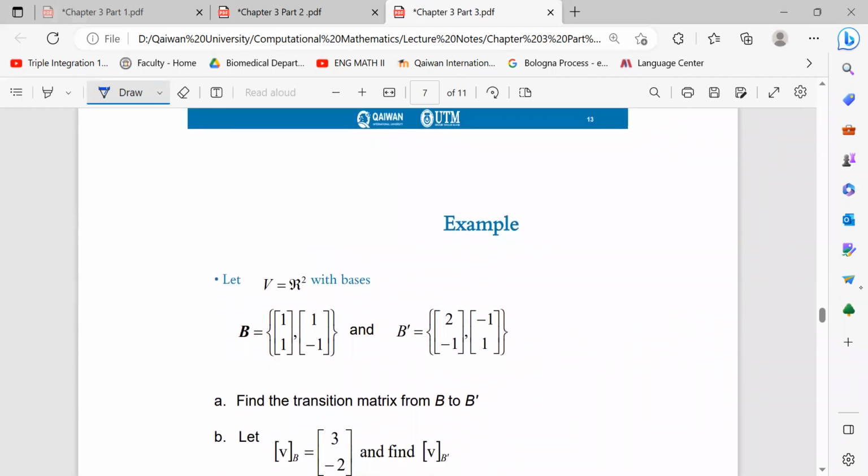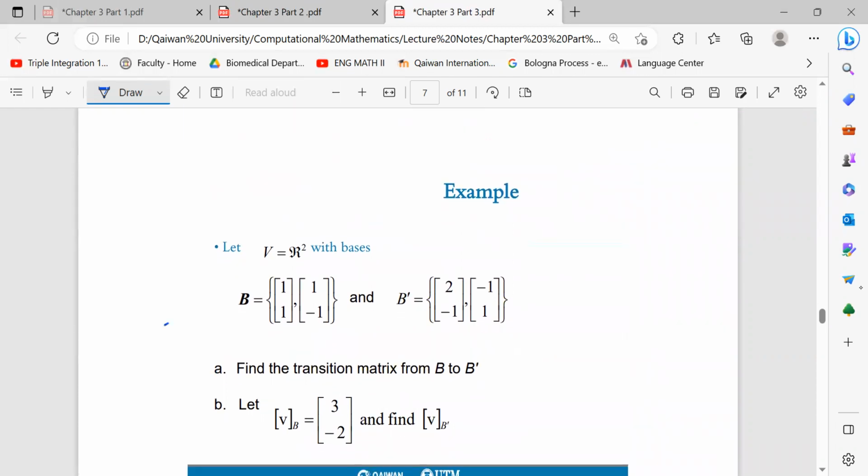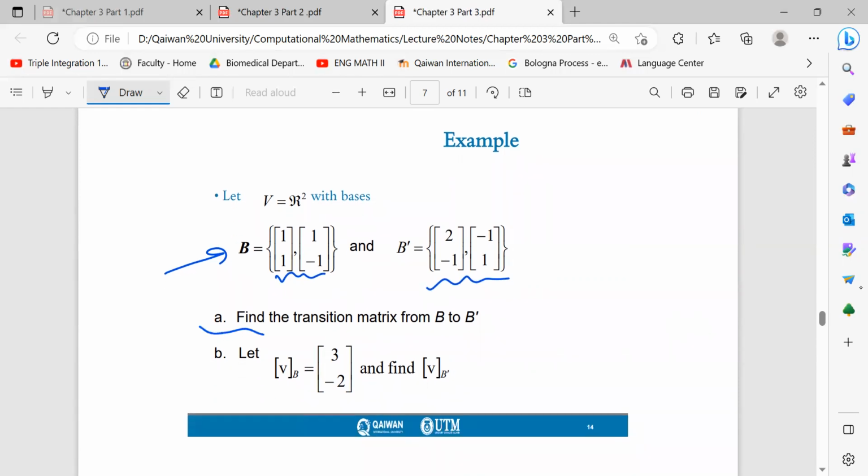Here we have an example. It says let V be R2. So our vector space is the space of R2. B is these two vectors, and B dash is these two vectors. It says find the transition matrix from B to B dash. So we need to find the transition matrix. It's easy.